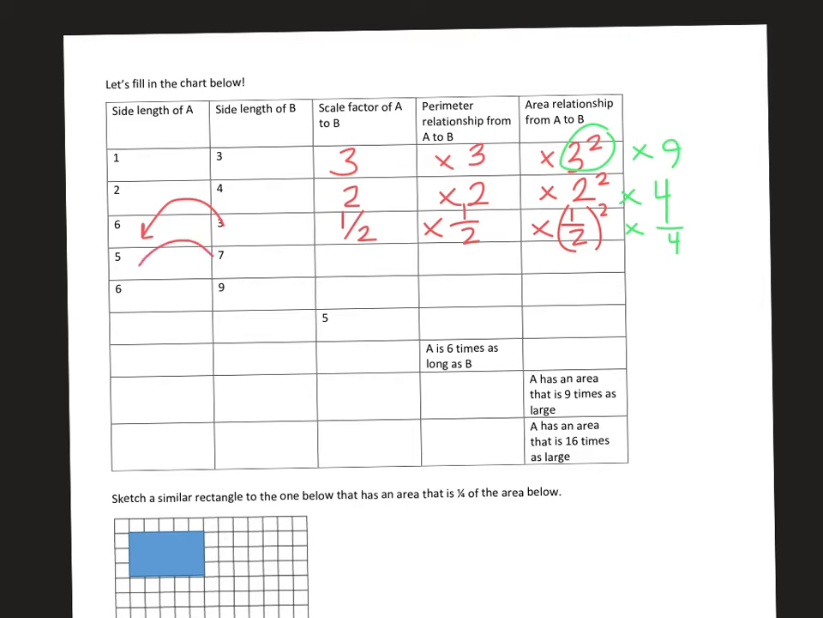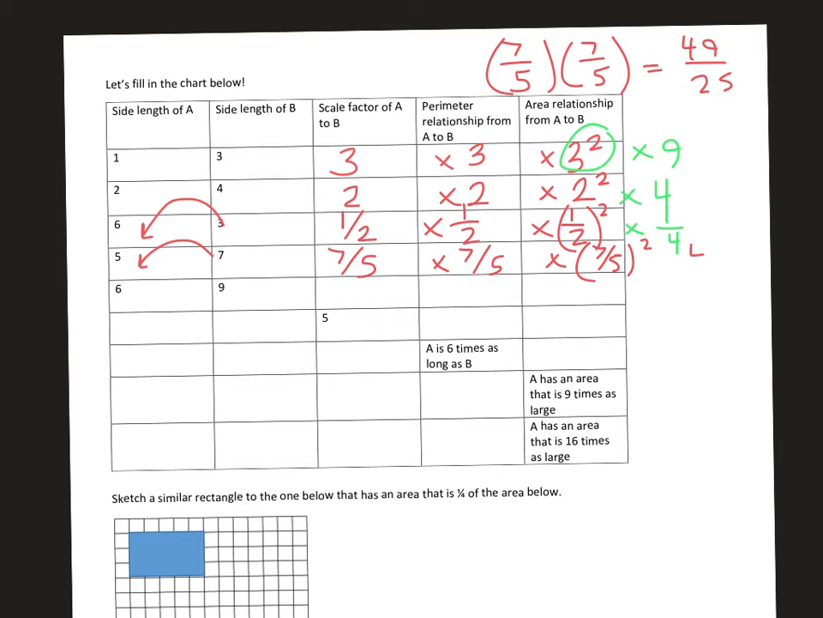Next line, 7/5. So 7 divided by 5. That's just an improper fraction. I can leave it like that. So my perimeter factor is going to be times 7/5. And my area is going to be times 7/5 squared. So I'll write it up here. So 7/5 times 7/5 is going to be 49 over 25. So this is 49 over 25.